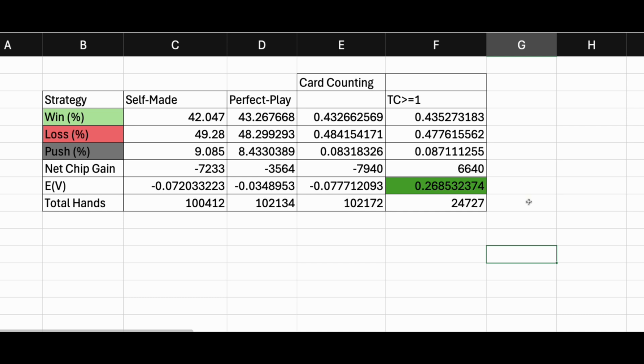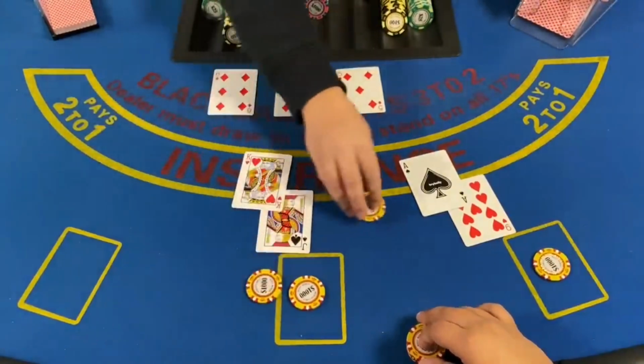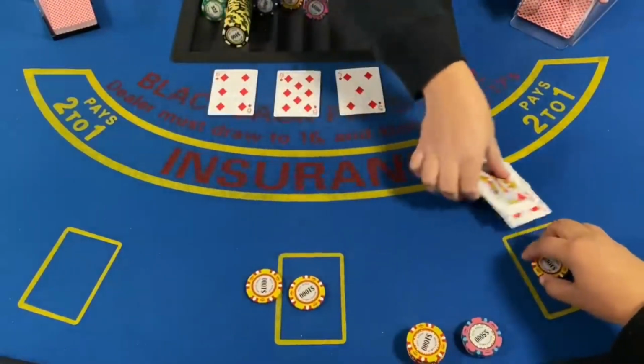However, due to our changing bet size, when true count is greater than or equal to 1, there was an expected value of 0.27. Meaning for every dollar you bet, when the true count is greater than or equal to 1, you gain 27 cents. So therefore, the most optimal blackjack strategy for turning a profit is to only play when the count is high.